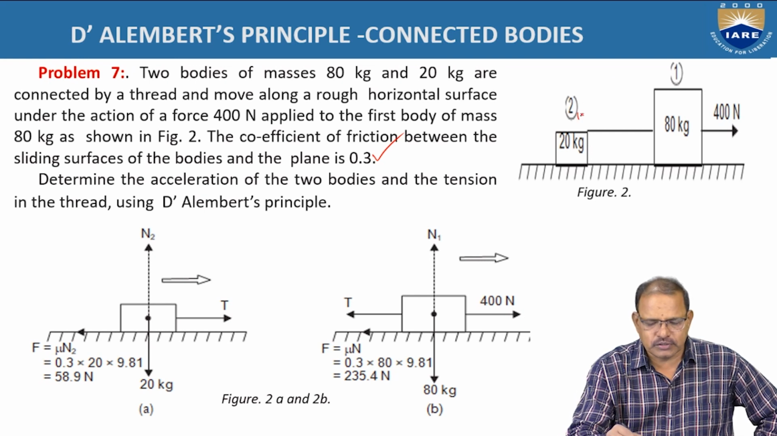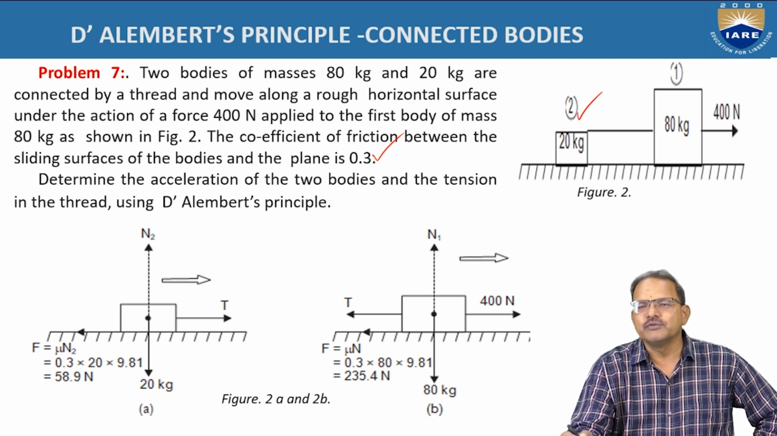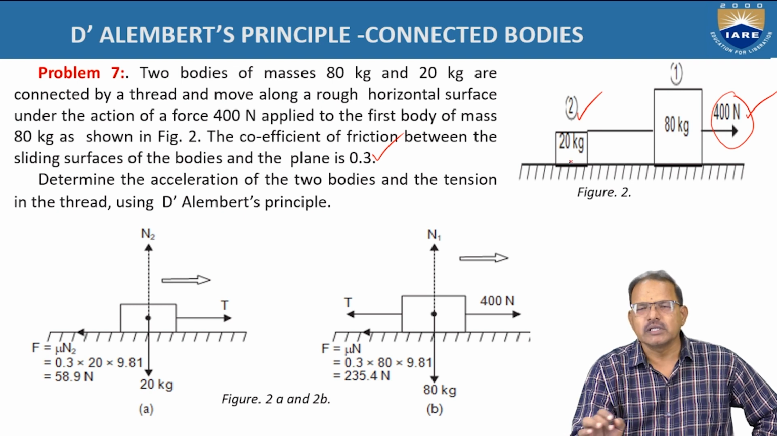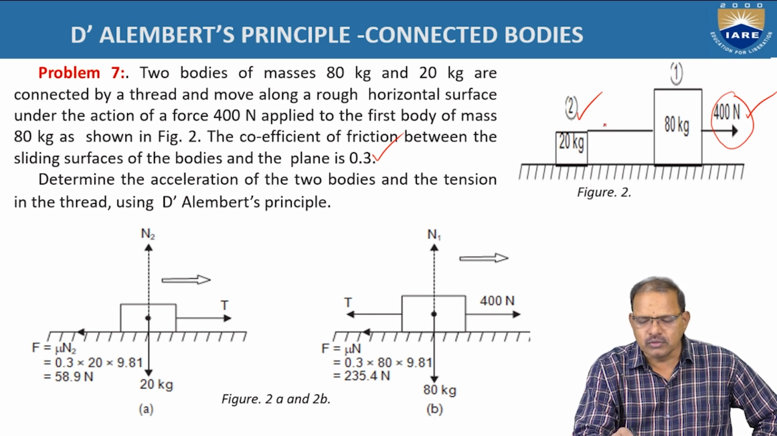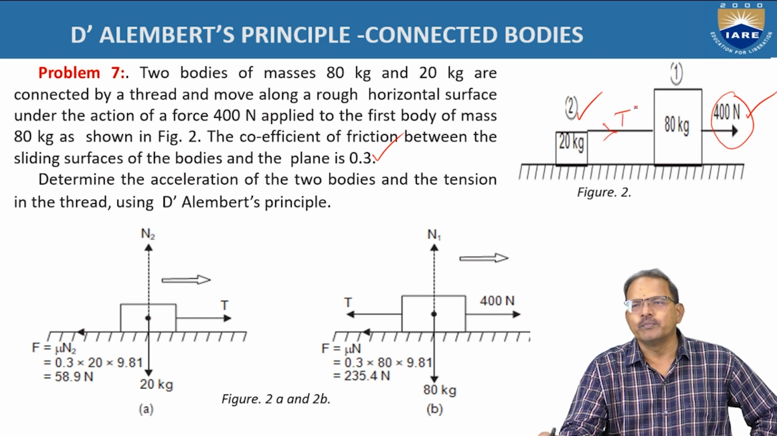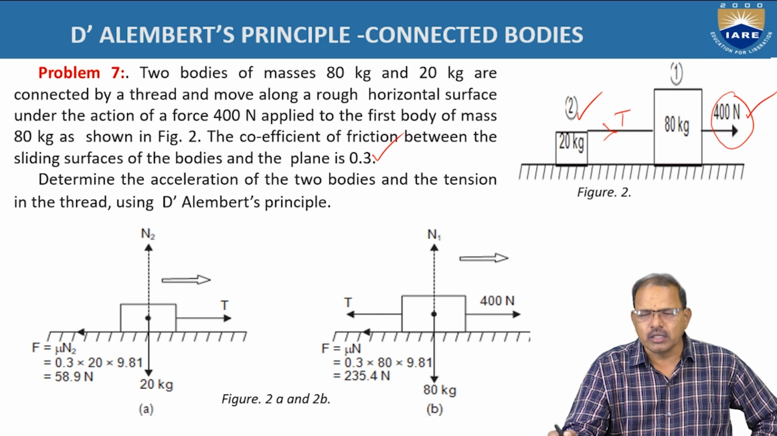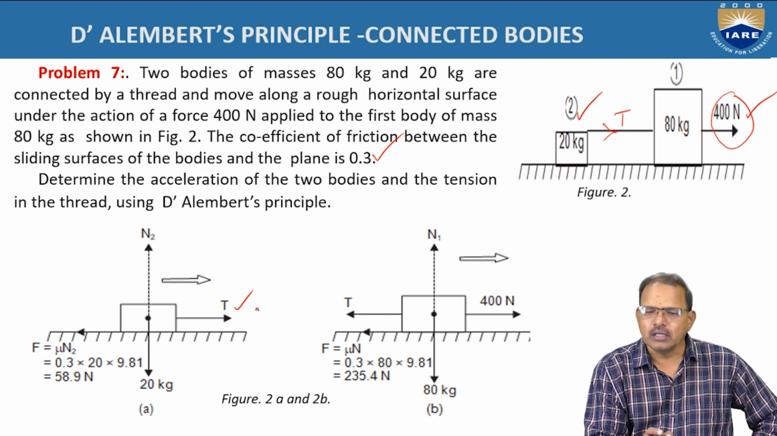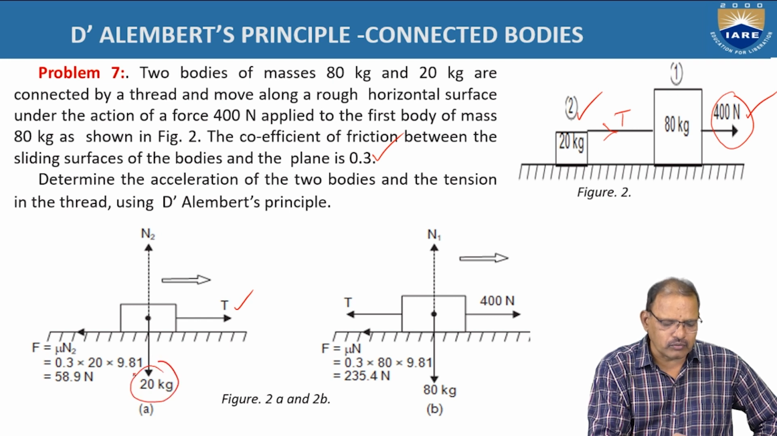Here I am considering first the second body. The entire system of bodies is moving toward the right hand side by the application of the 400 newton force. First considering the 20 kg body, it is also moving toward the right hand side due to the tension in the rope. The forces acting on the 20 kg body, that is the free body diagram, are as follows. T, the tension, is acting toward the right hand side, and the weight of the 20 kg is acting in downward directions.